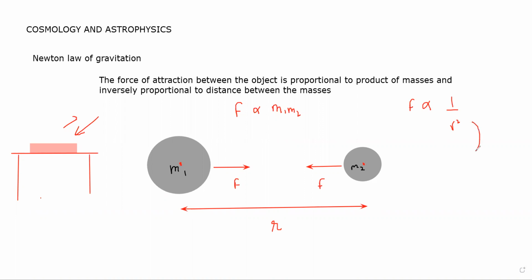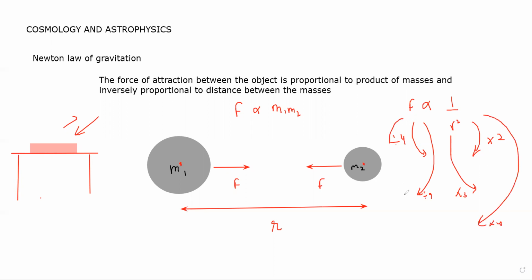Inverse square law means if the distance between the centers of the two masses is doubled, then the force decreases by the square. If one is increased, the other will decrease by the square. So if the distance is doubled, the force will decrease by 4. Same thing, if the distance is increased by 3, the force will decrease by 9. If the distance is multiplied by 4, then the force will decrease by the square of 4, which is 16. So it follows an inverse square relation.